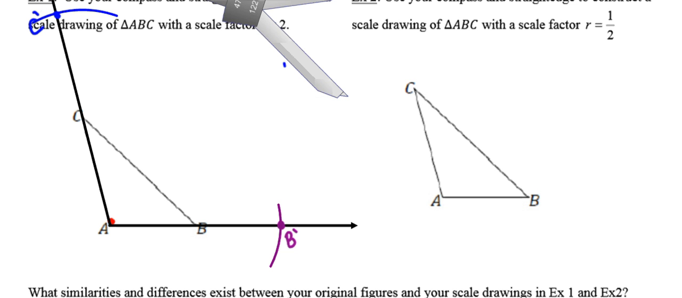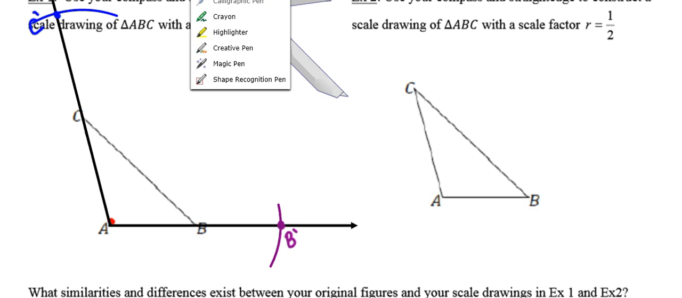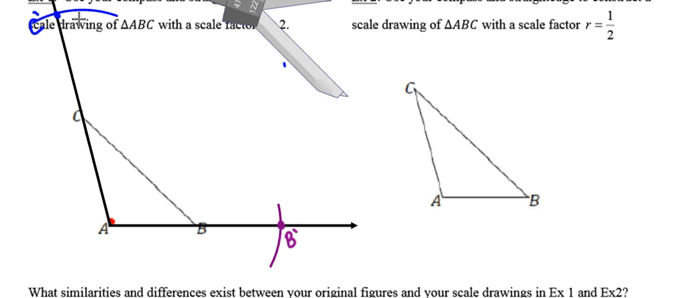And now that I know where my new point B prime is and my new point C prime, now I can grab my straight edge and simply connect my 2 vertices. And my new sides are double the old ones. So that's what my triangle looks like if I apply a scale factor of 2. Its sides are twice as big as the old ones were.